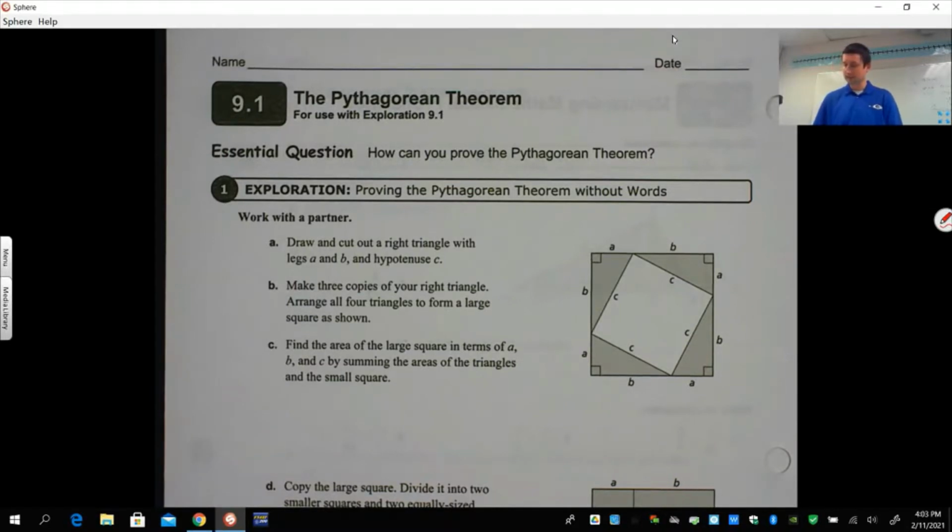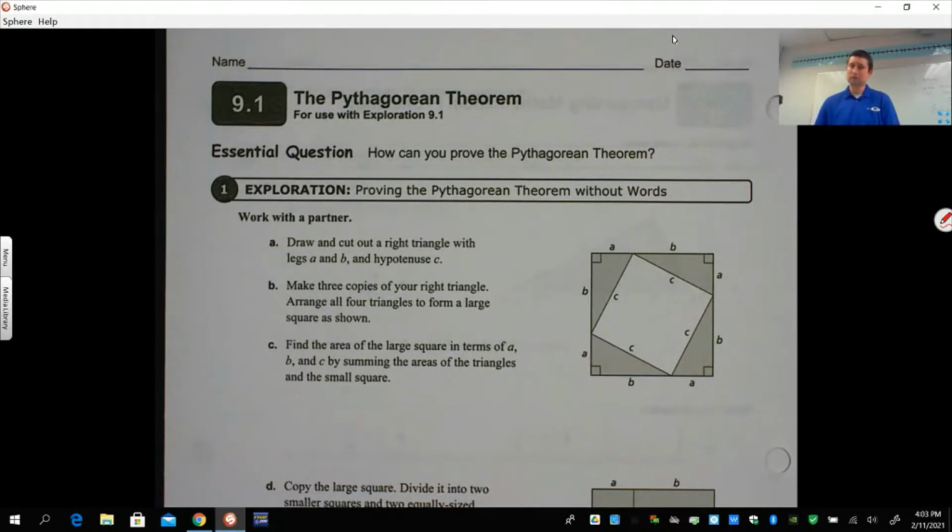The first lesson has some review, but also some new tidbits to it, covering the Pythagorean Theorem. Chapter 9 is going to deal a lot with triangles, right triangles specifically. And we actually get to start a little bit of trigonometry in this chapter. So this is probably one of my favorite ones to do.